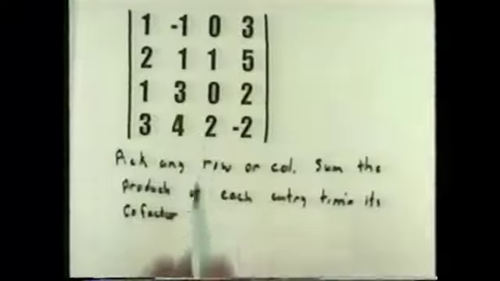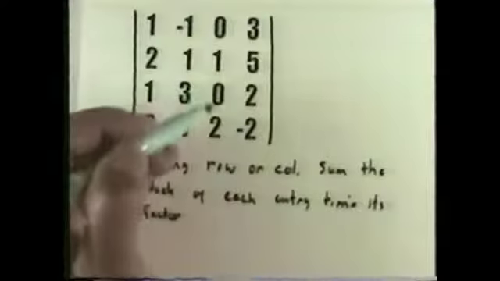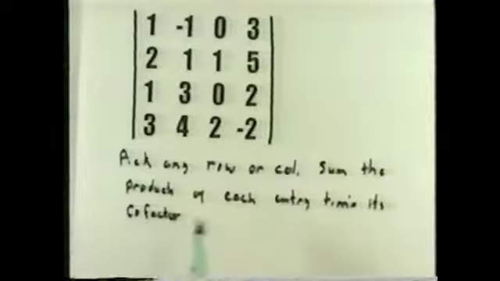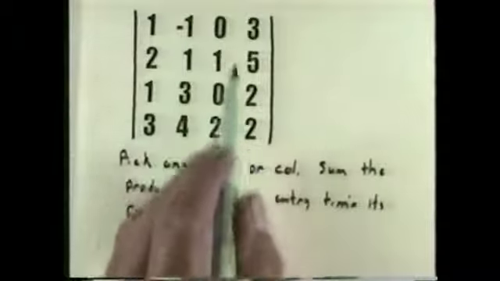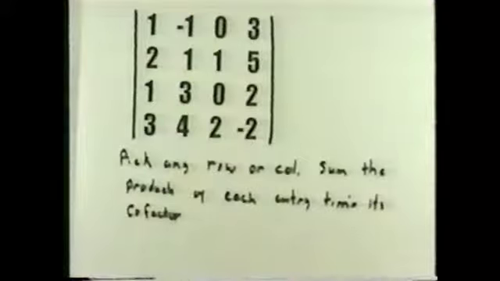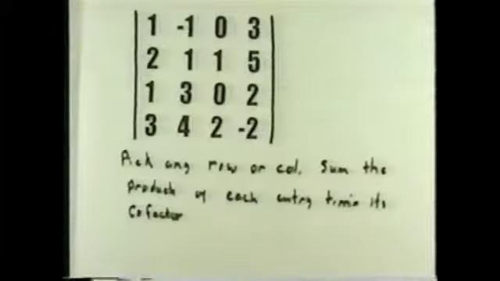Now I can use any row or any column I want to, but notice that column 3 has 2 zeros. We know 0 times anything is 0. I am going to be doing each entry times the cofactor, so 0 times the cofactor would be 0, and 0 times the cofactor would be 0. So it just appears to be easier to pick column 3. I'm going to multiply each entry in column 3 by its cofactor, and then sum the results.